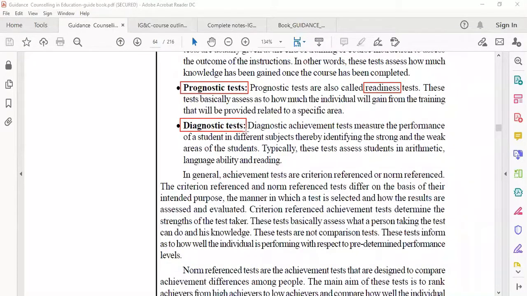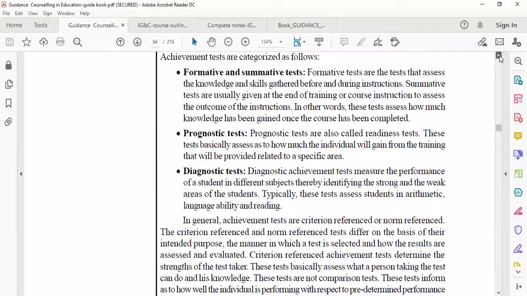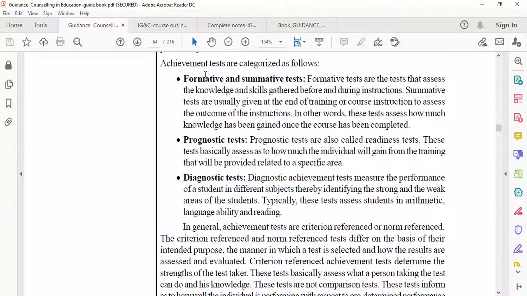Now we'll come to the diagnostic test. Diagnostic, as the name suggests, means to understand the weak areas, the problems the student is facing. Diagnosis is basically to find out weaknesses and strengths as well, wherever the student needs help so that the student could be guided. Until now we have learned about achievement tests, and four types of tests: formative, summative, prognostic and diagnostic test.